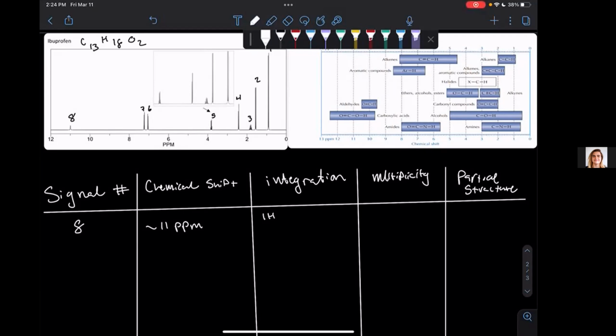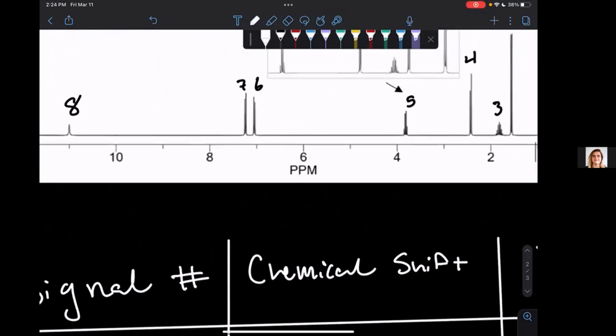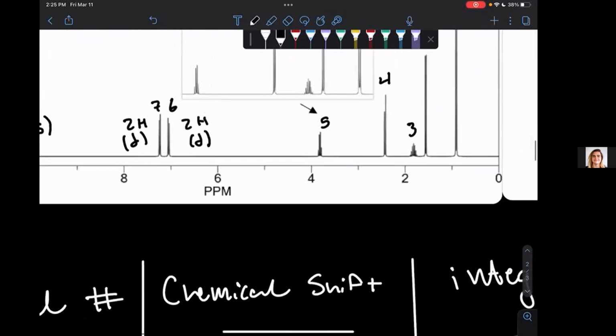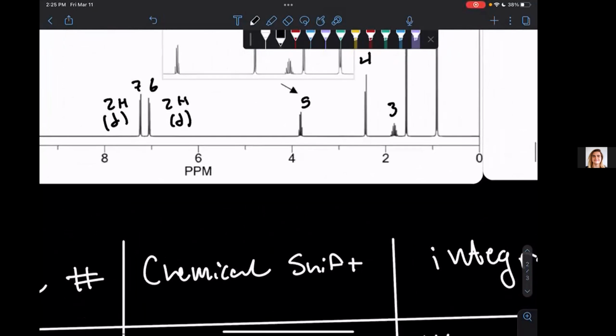Yes, so I'm going to write in the integration right now because it was not included. So we have 1H, and it is a singlet, meaning it only has one peak. This one in its multiplicity, one peak. This one is 2H and is a doublet. This one is 2H and is also a doublet. This one is 1H and is a quartet. So I'm going to put QU.